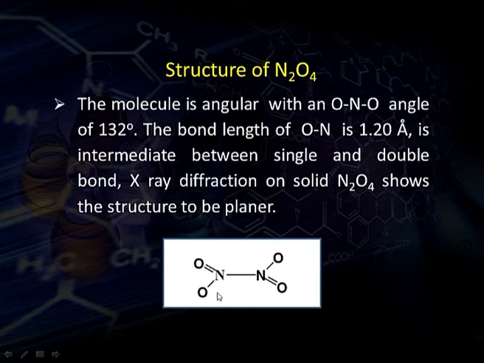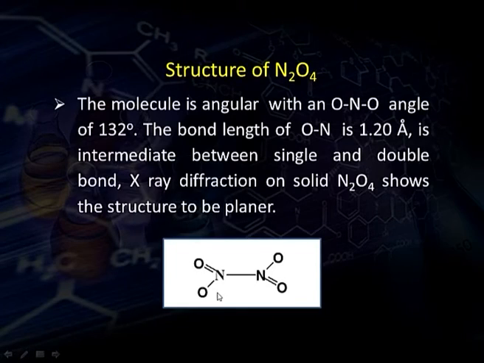Hence, the bond length is also intermediate between the double and a single bond. X-ray diffraction on solid N2O4 shows that the structure is planar. That means all the 6 atoms, 4 oxygen and 2 nitrogen, lie on one plane. And this nitrogen-nitrogen bond length is very long.